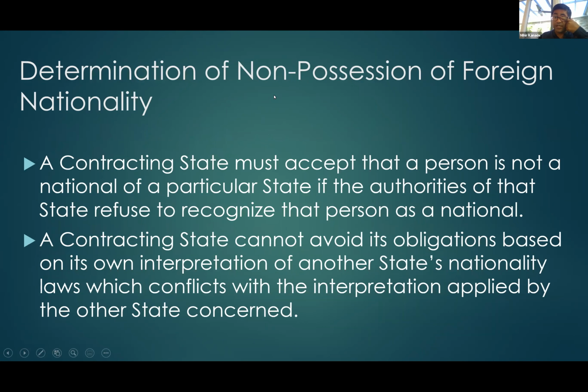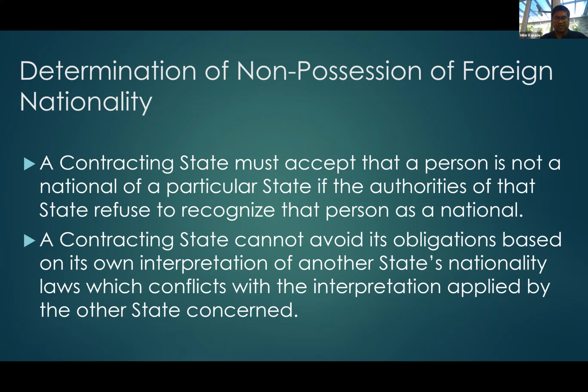So in terms of determination of non-possession of other countries' nationality, the provisions say that a contracting state must accept that a person is not a national of a particular state if the authorities of that state refuse to recognize that person as a national. So again here, like the 1954 Convention, it is not what the person himself or herself says. That's not determinative. It's not even what I as a contracting state say when I'm making a determination of whether my citizenship should be deprived. It's not for me to sit in judgment over whether that person is a national of another state or not. We have to rely on that other state's authorities and their determination.